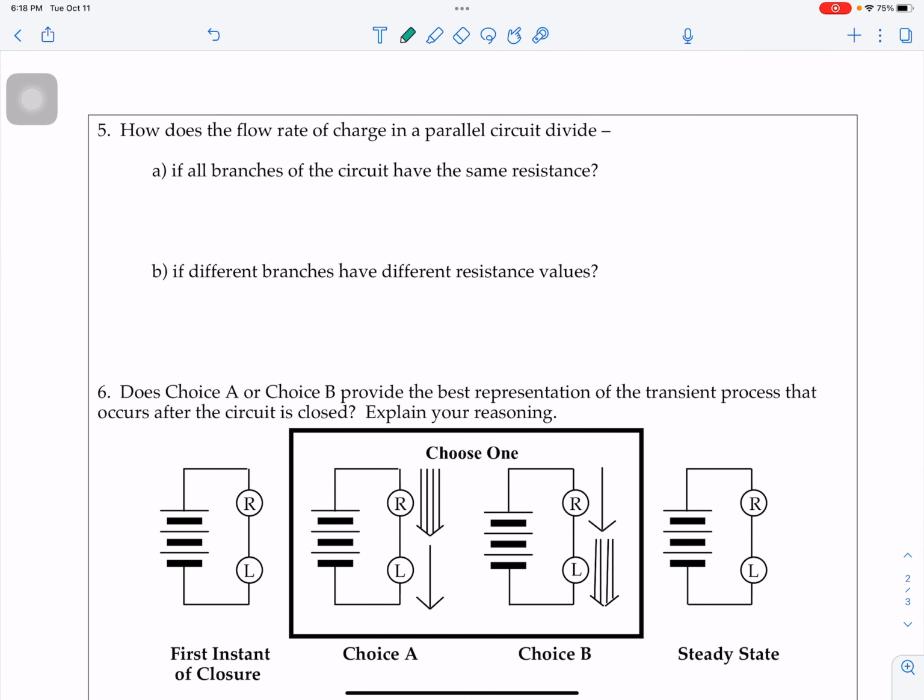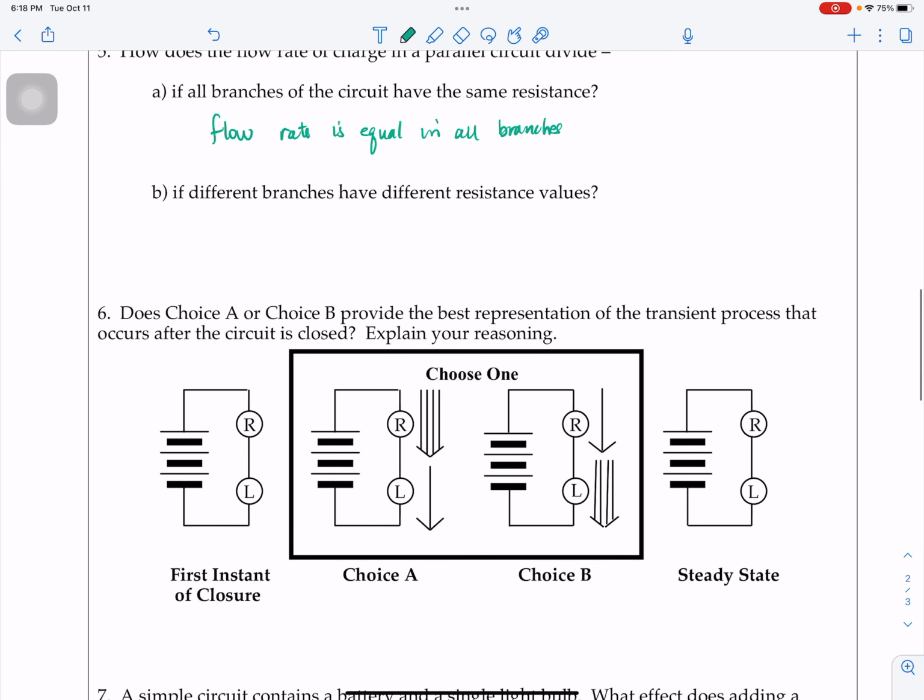Okay, number 5, how does the flow rate of charge in a parallel circuit divide? If all branches of the circuit have the same resistance, then the flow rate is equal in all branches. And if different branches have different resistance values, then the low resistance has more flow.